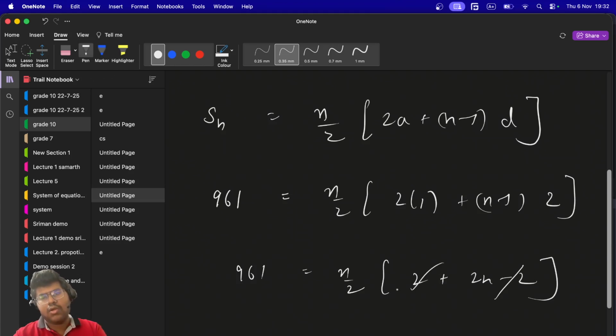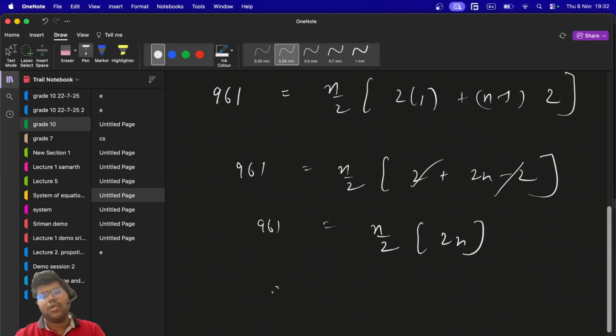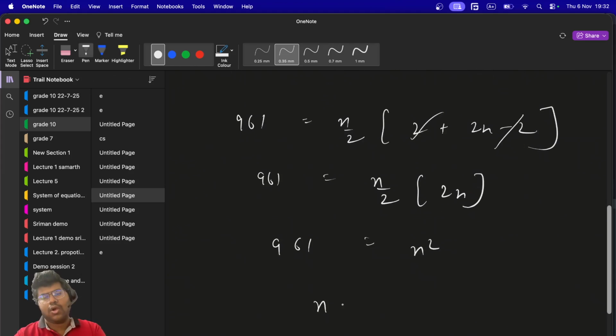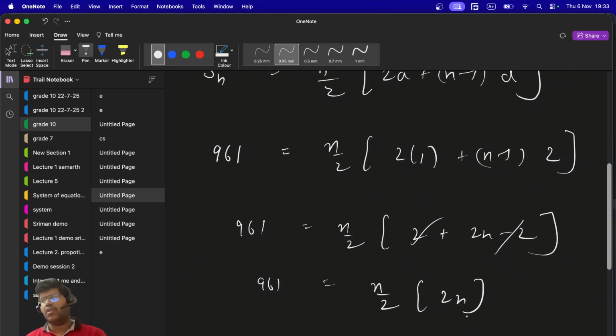So I got 961 equals n over 2 times 2n, right? So I got 961 equals n square. So I got n equals under root 961, which is nothing but 31. So I got the number of terms as 31. So in this way, we have practiced 3 to 4 questions based upon the sum of the series, right? Okay.